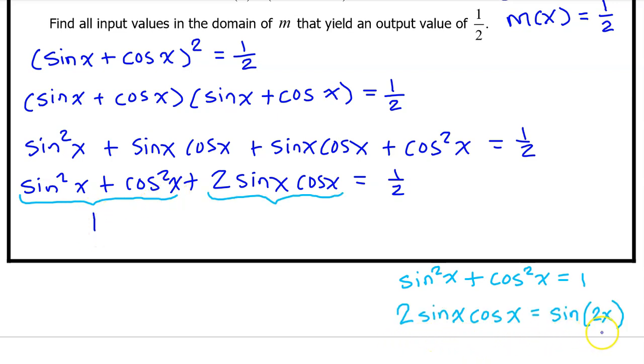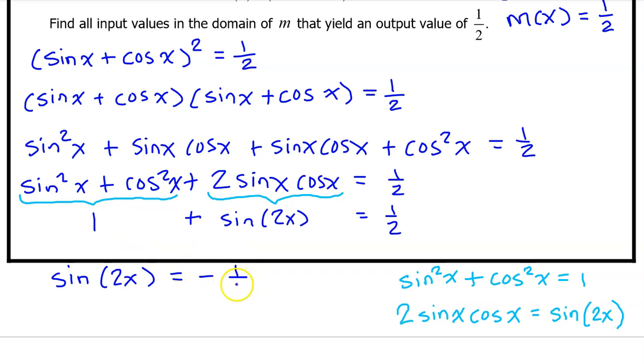But here's another formula that you need to memorize called a double angle identity. 2 sine x cosine x is equal to the sine of 2x. So we can make that substitution as well. We will be left with 1 plus the sine of 2x is equal to 1/2. Let's isolate the sine of 2x by subtracting 1 from both sides. 1/2 minus 1 is negative 1/2.